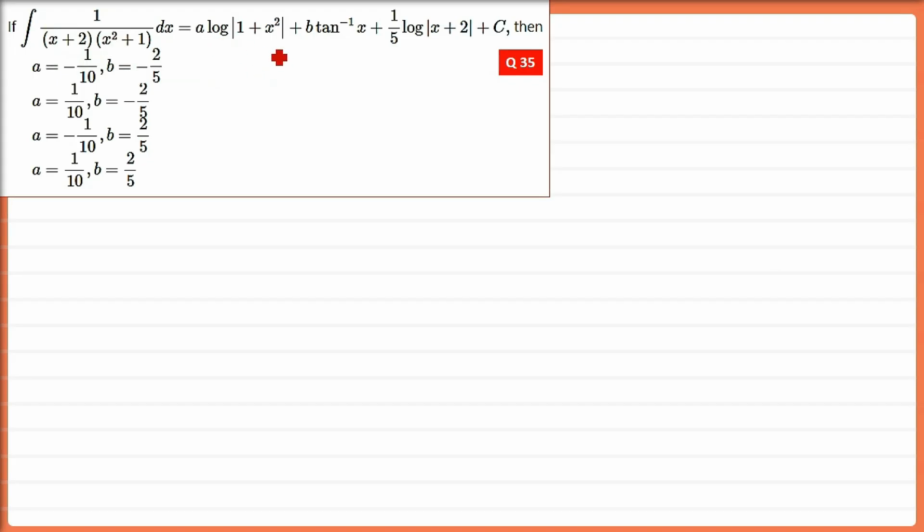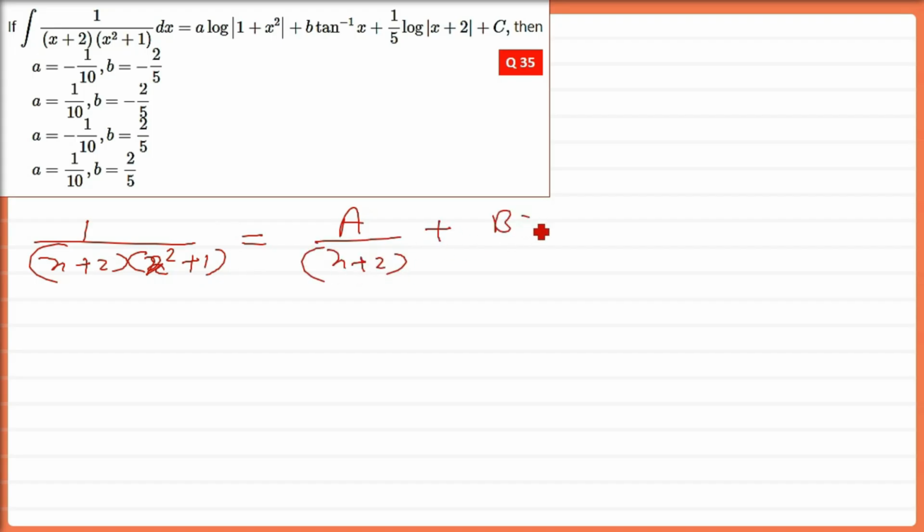So now this is very highly unlikely in my opinion that this is going to come. But still, since this question needs it, we apply the partial fraction. So we have 1 by x plus 2, denominator is x square plus 1. So this will be A divided by x plus 2. x square plus 1 is also there. So Bx plus C divided by x square plus 1.